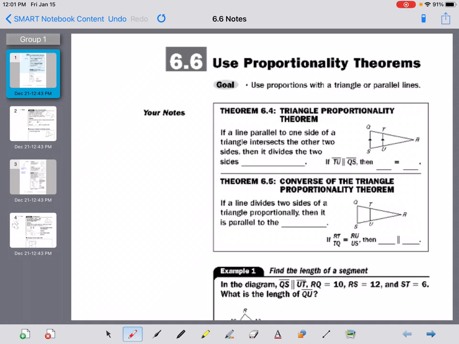All right, 6.6, use proportionality theorems. So this section is going to be a lot more math and less of our proofs, but we're going to still use that idea of our similar figures. So we start out right away with two theorems.